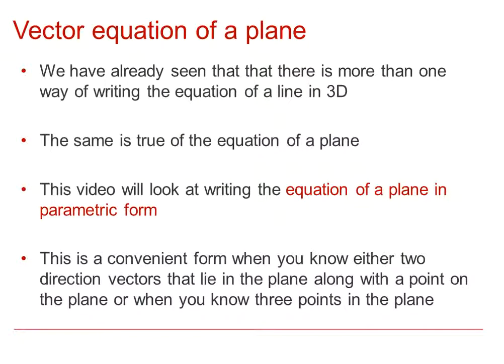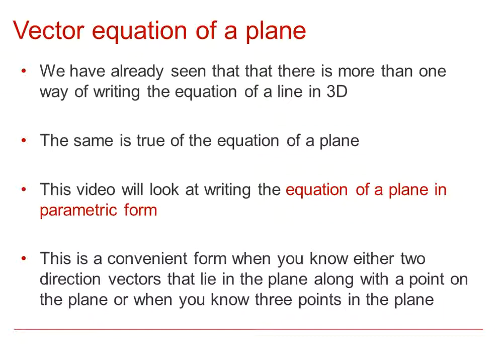We've already seen that there is more than one way of writing the equation of a line in 3 dimensions, and the same is true of the equation of a plane. So in this recording we're going to look at writing the equation of a plane in the parametric form, and we've already seen the use of the parameter lambda when we wrote down the equation of a line in 3 dimensions, and we're going to use a similar idea for the plane.